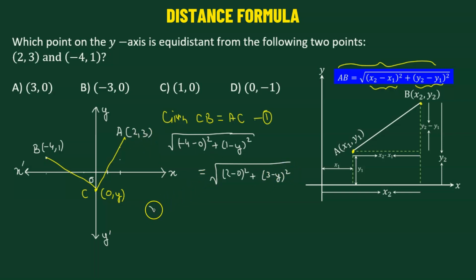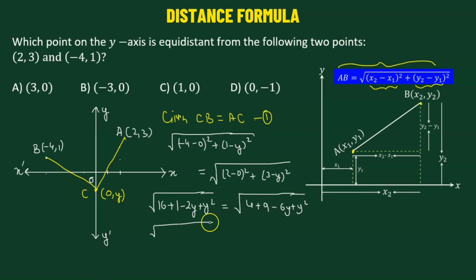So let's find out the value. So we have square root of, so -4 minus 0 squared, that's simply 16, plus if we expand 1 minus y whole squared, so that's 1 minus 2y plus y squared. This value will be equal to square root of 2 minus 0 squared, that's simply 2 squared, which is 4, plus expanding 3 minus y whole squared, we have 9 minus 6y plus y squared. That will be equal to, now we have square root of y squared minus 2y plus 17, that's equal to square root of y squared minus 6y plus 13.